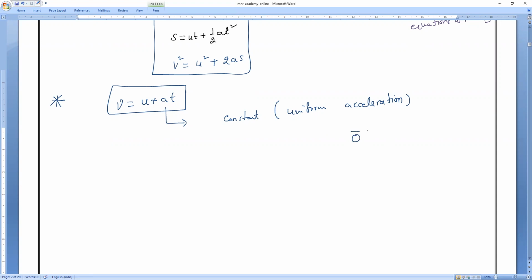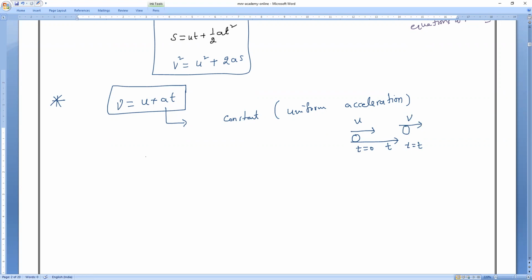So let me take a body moving in a particular direction, having initial velocity u. At that point, t is equal to 0. Time is equal to 0. Now, within a period of time, t seconds, the body attains a velocity of v. So that is what v means. What do we call it, initial velocity or final velocity?